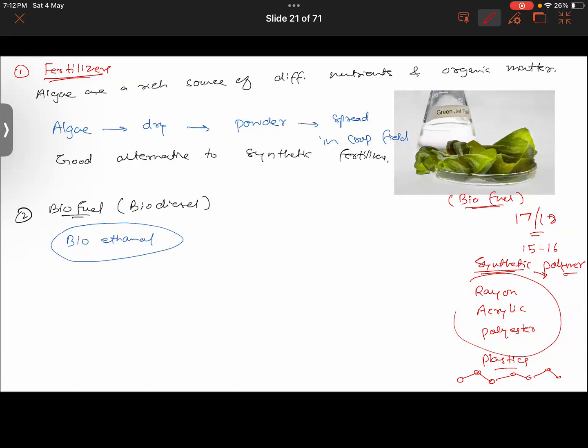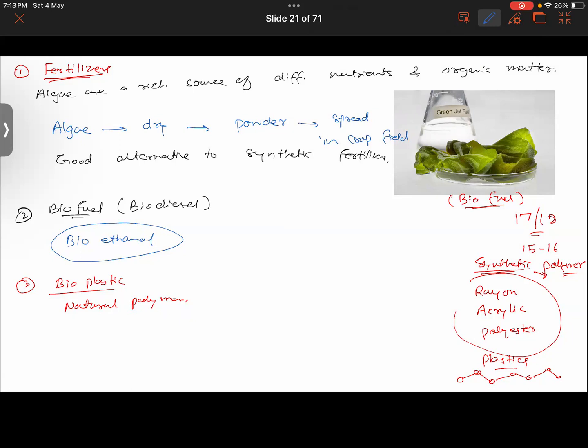Since it produces natural polymers, it offers a lot of potential for bioplastic manufacturing right now. Using it, we'll be able to create bioplastics. Now the advantage is that these will be biodegradable.